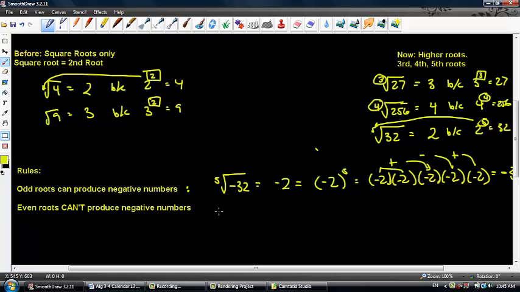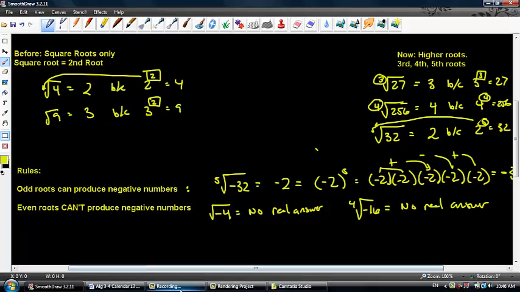Even roots cannot produce negative numbers. So if I took the square root of negative 4, that gives me no real answer. In a couple of chapters, we'll deal with what we call imaginary numbers, but that's a little too far ahead. We're not working at Chuck E. Cheese yet. No real answer. So if you take, say, the fourth root of negative 16, it still produces no real answer. So keep that in mind.